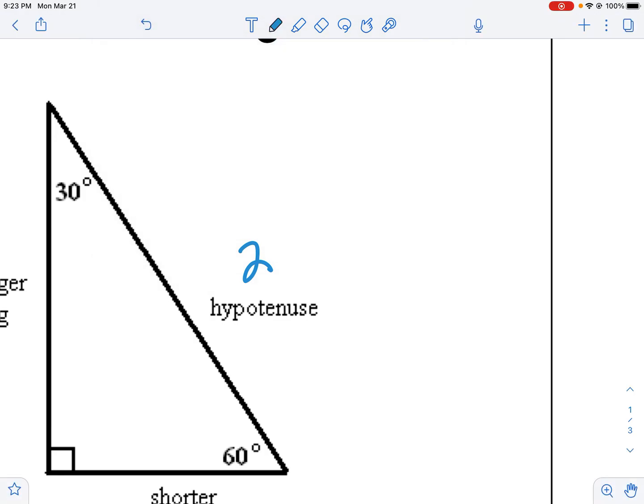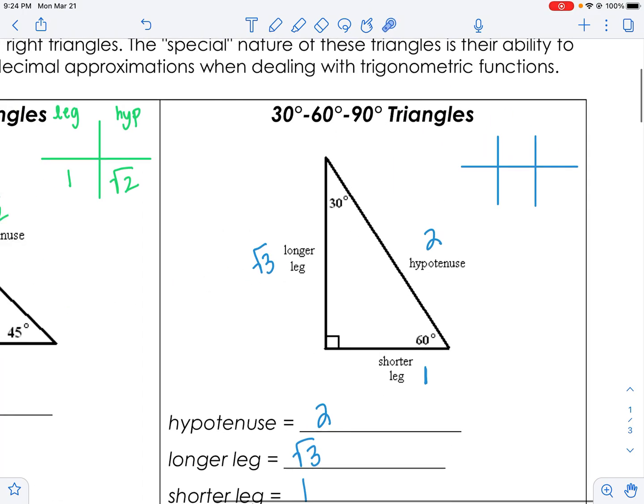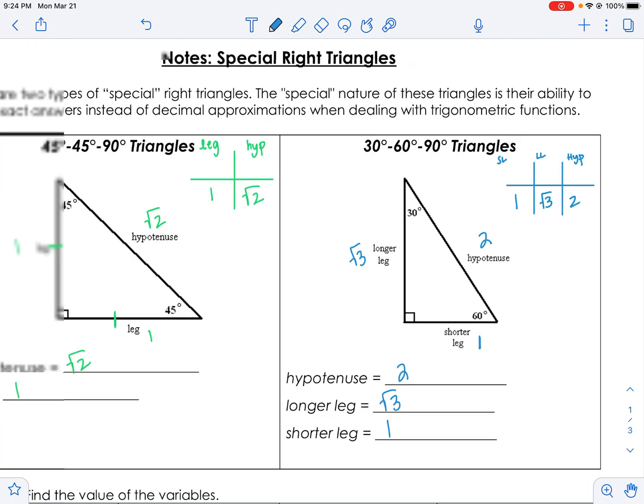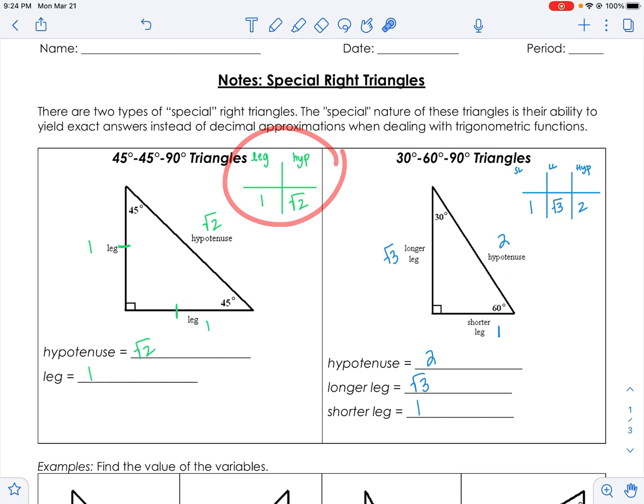Now, 30, 60, 90s have 3 parts, so our chart's a little bit longer. That's okay. And I always go from smallest to biggest in the chart, which is why I went from the leg to the hypotenuse. And in this one, I'm going to go from the short leg to the long leg to the hypotenuse. And remember, the short leg follows the 1 rule, the long leg follows the rule of root 3, and the hypotenuse follows the rule of 2.